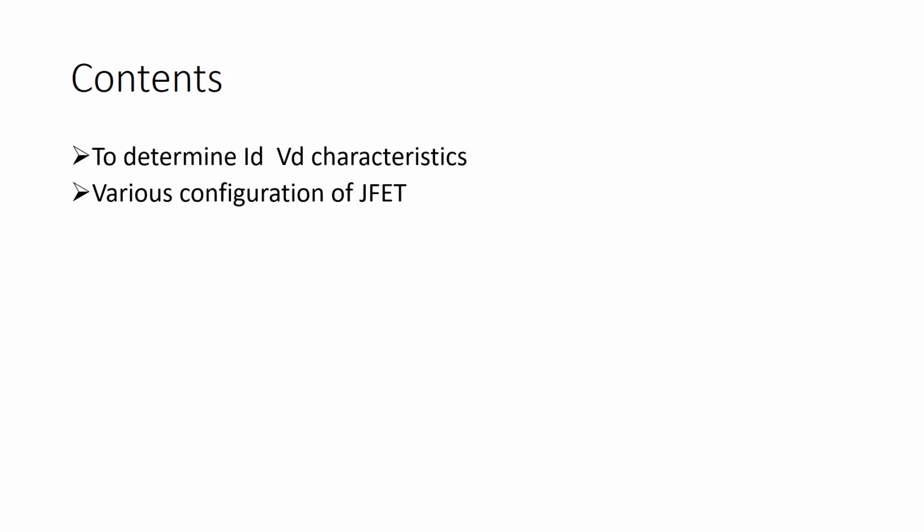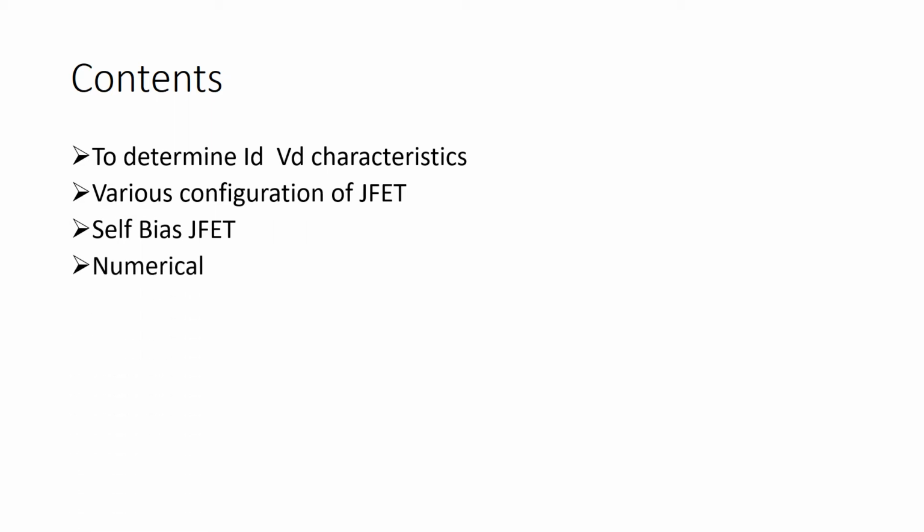self-bias, various configurations of junction field effect transistor. First one is in the active region. Second one is in the cutoff region. Third one is the saturation region. Self-bias circuit of junction field effect transistor.